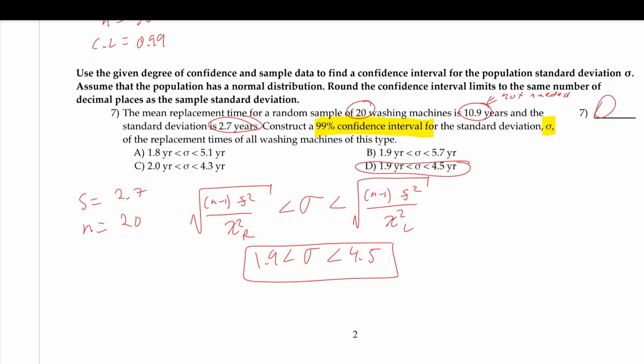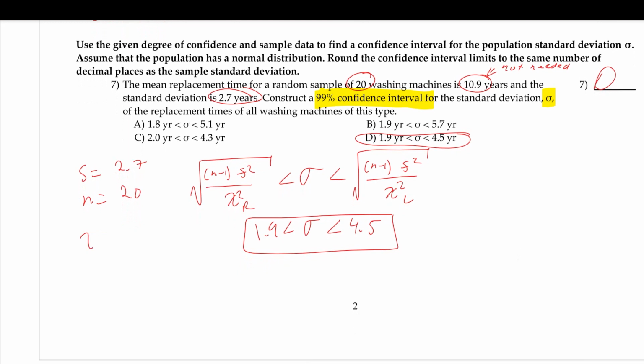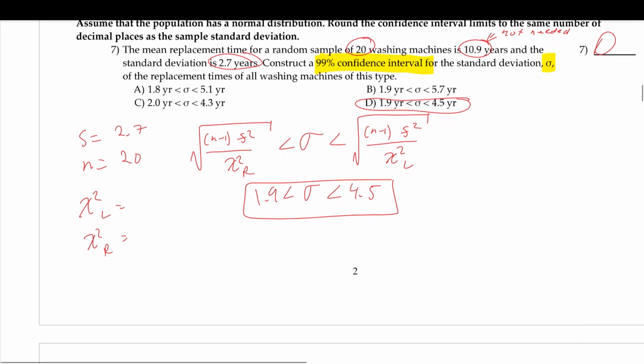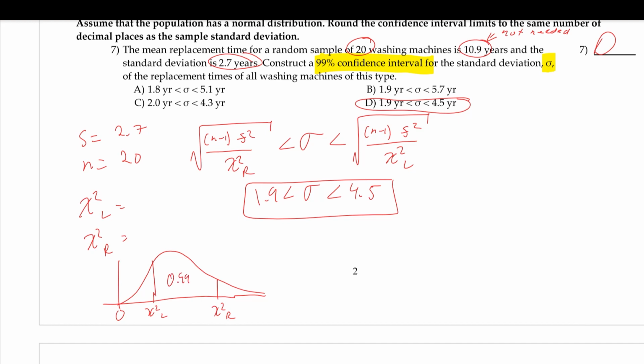Now, if you had something other than the 99% confidence interval, let's go through the exercise. Then you can come up with the chi-squared left and chi-squared right. You want to draw a picture to get an idea of what's going on. Here's 0, chi-squared left, chi-squared right. We want a 99% confidence interval, so this middle portion is 0.99. What's left over? 1%, and half of 1% would be 0.005, and the other half of that 1% would be 0.005.